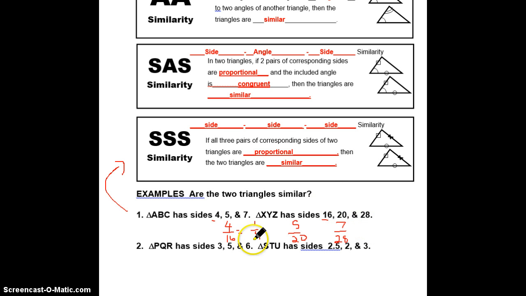Okay, so because the ratio in all three sides, all three pairs of corresponding sides, is the same, that means we have SSS similarity. So we would say yes, they are similar. All right, so let's do the same process with number 2 here.